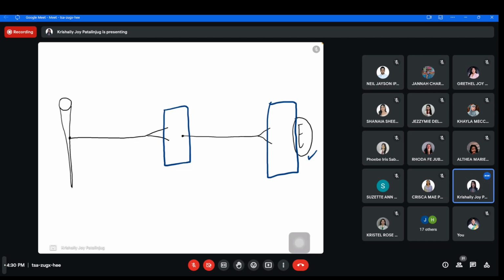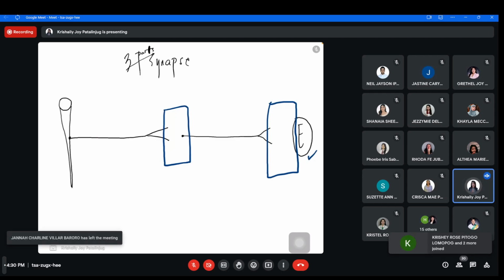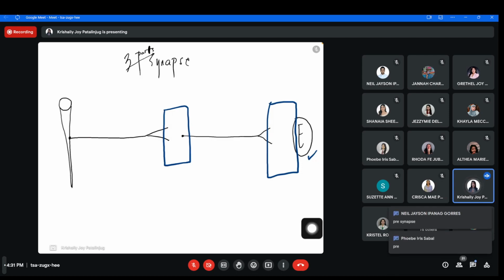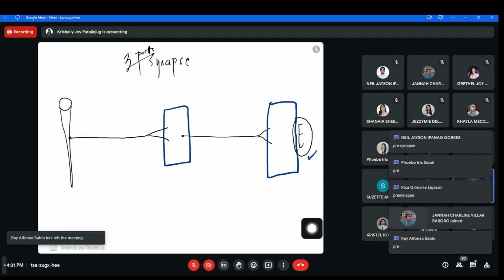May I ask, there are three parts of a synapse. We have the pre-synapse, the synaptic cleft, and the post-synapse. May I ask which part of the synapse does the SSR of neurotransmitter happen? The SSR, synthesis, storage, and release of neurotransmitters. Where does the SSR happen? Yes, very good. In the pre-synapse.